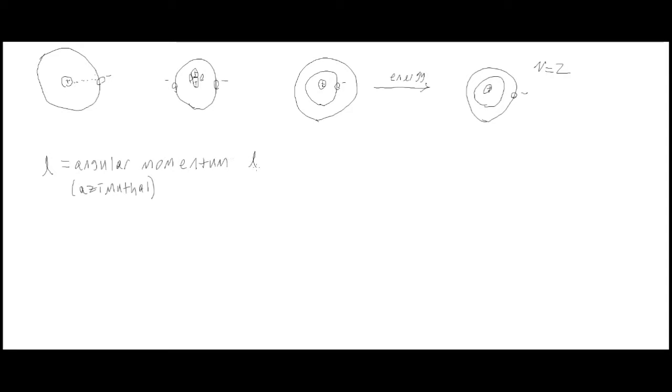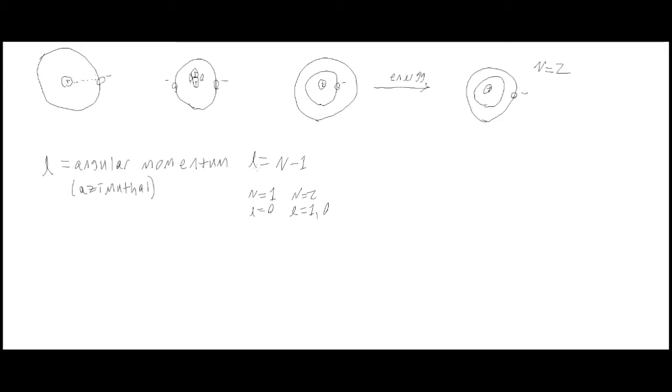So L is not always equal to n minus 1, but that's the highest it can be. So for instance, if n equals 1, then L must equal 0. And if n equals 2, then L can either equal 1 or 0.